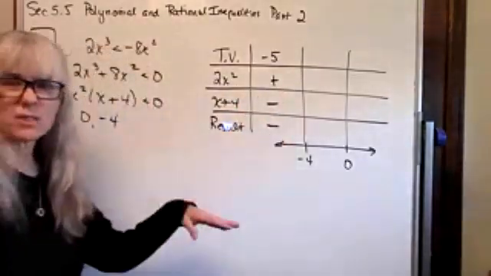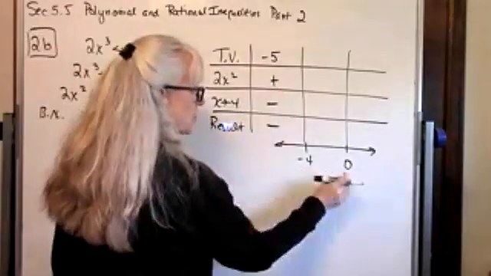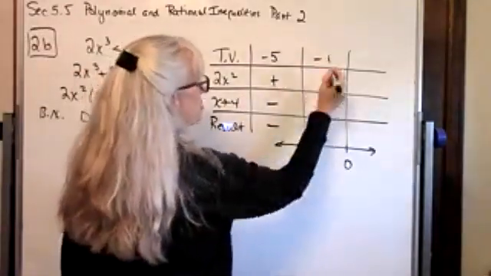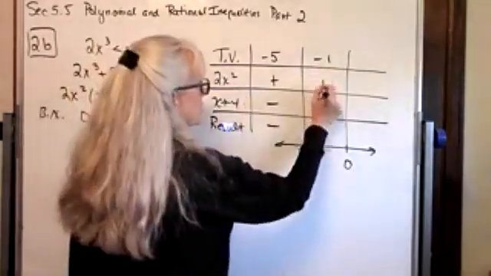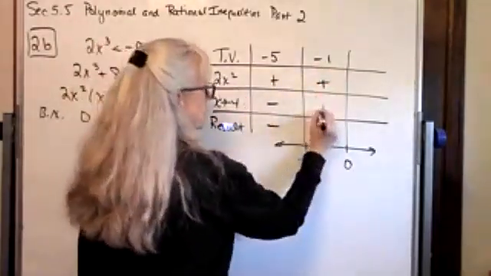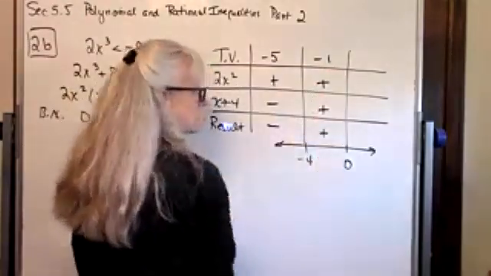Okay, let's test on the other side of negative 4. So between negative 4 and 0, we can use negative 1. Falls within that region. So negative 1 squared is a positive. Times 2 is still positive. Negative 1 plus 4 is a positive. The net result is a positive.